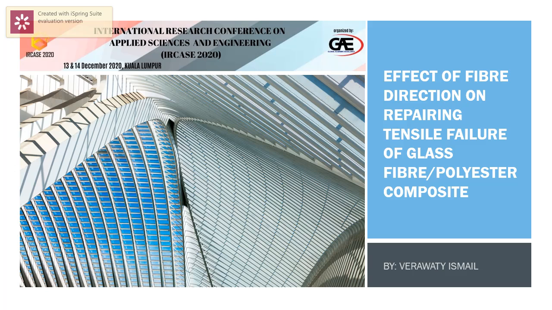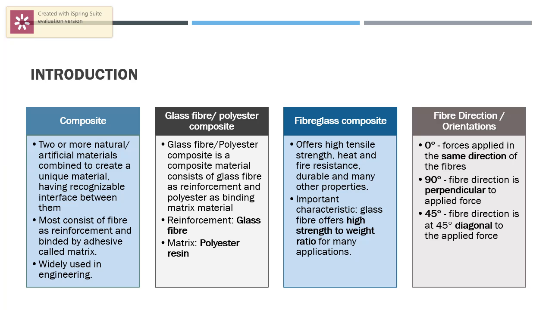I'm here to present a paper on the effect of fiber direction on repairing tensile failure of glass fiber polyester composite. Before we go any further, let's take a look at composite material. Composite material consists of two or more natural or artificial materials combined to create a unique material having a recognizable interface between them. It mostly consists of fiber as reinforcement and is bound by an adhesive called matrix.